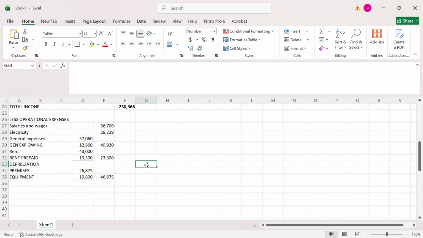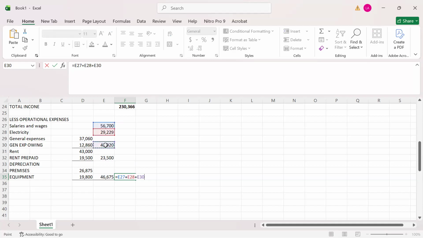I hope you are following. So we check whether you are sure all the expenses have been treated over here. If you are sure, then you come and add it, and then you bring it here. So this is equal to this plus this plus this plus this plus the depreciation. It will give us this figure. So these are the total expenditure.